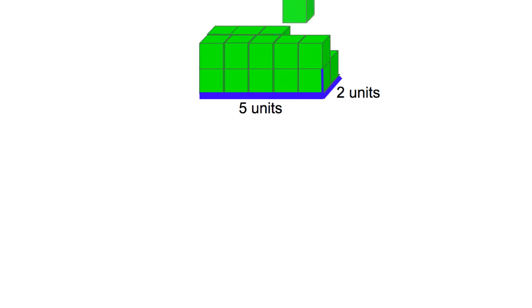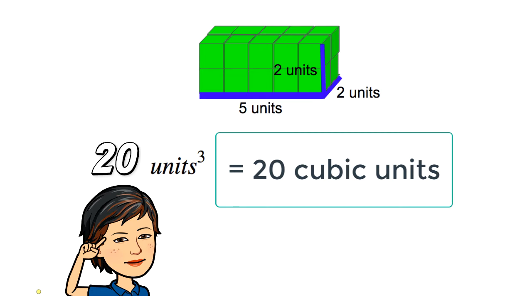How many cubes are stacked in total? 10 in the first layer, and 10 more in the second layer. Altogether, 20 cubes. 20 cubic units are the volume.